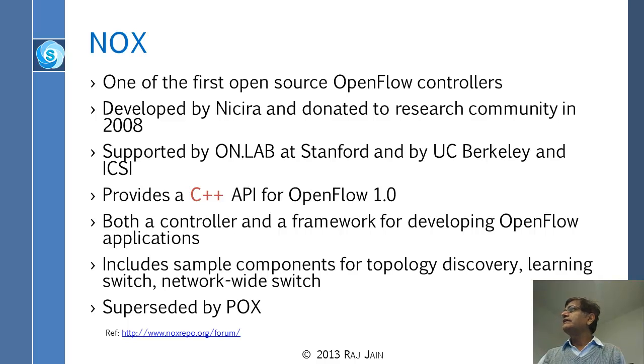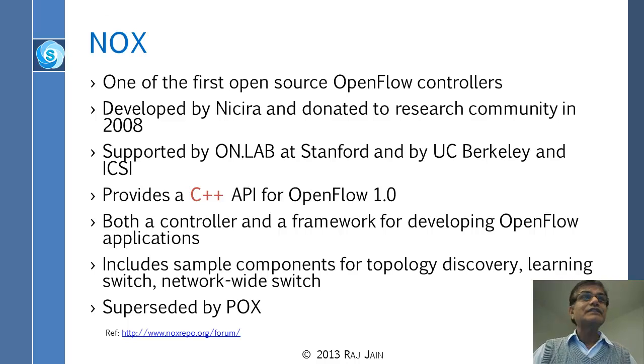So this one is written in C++ and provides a C++ API. And this is both a controller and a framework for developing applications. So if you're developing an OpenFlow application, and we will see some applications at the end, you just use this open Knox code and add your own thing, and then you have the application. It includes sample components for topology discovery, learning switch, and network wide switch. So let's understand those three terms. Topology discovery means exactly how the network is connected, how the physical components are connected.